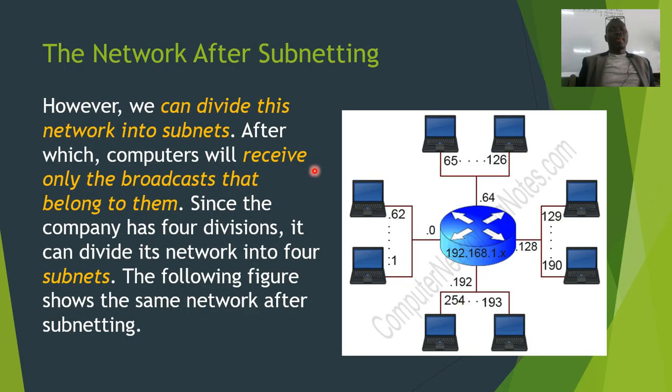However, if we divide this network into subnets as required, computers will receive only the broadcasts that belong to them. Since the company has 4 divisions, it can divide its network into 4 subnets or 4 networks. The following figure will show the same network after subnetting. After subnetting that single network, you can have one network from 1 up to maybe 62, another network from 65 onwards, another network here, and another here. This is possible because of subnetting.